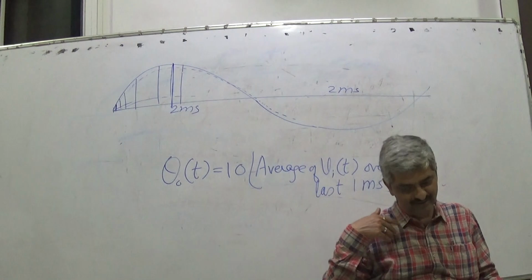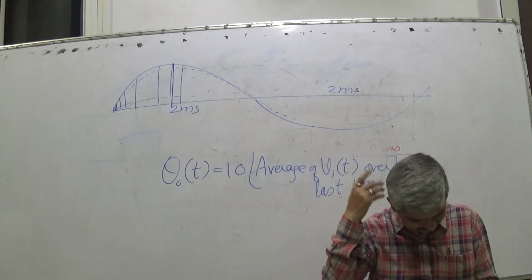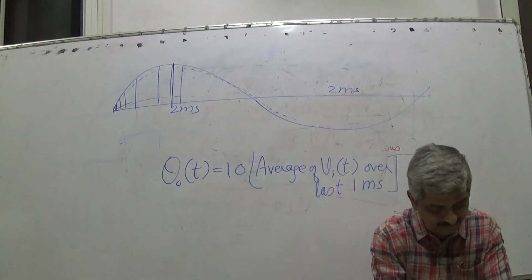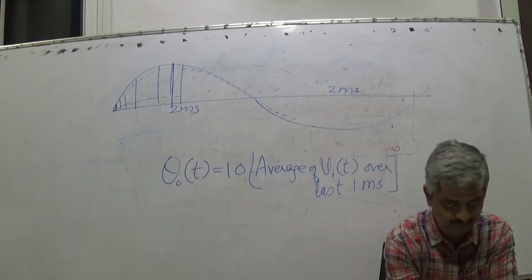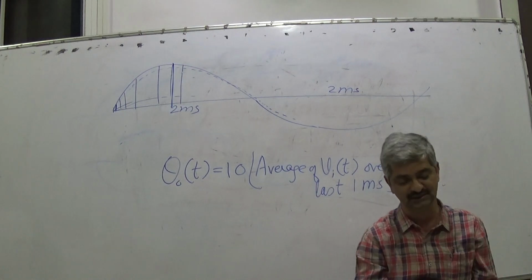So if I'm averaging at one, it is slow or fast depending upon averaging time. Slow or fast depending upon averaging time.